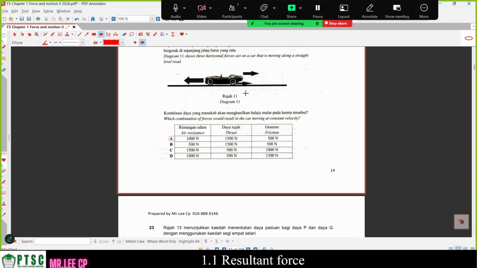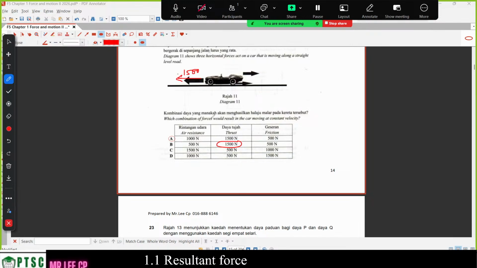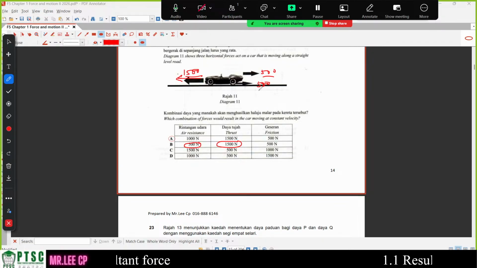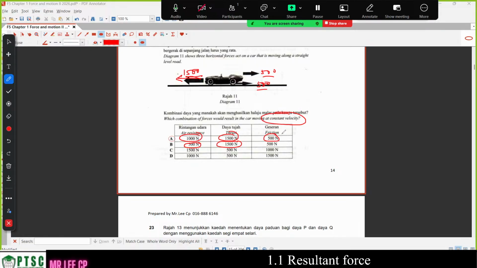Teacher, how about B? All right, we have to look at B. This one, thrust is 1500. This one 500. Where is the same? This one 1000, this one 1500. Here has to be 1500, then it will move with constant velocity. 1500 forward. So this one 1000 plus 500, 1500. Okay. Answer is A.